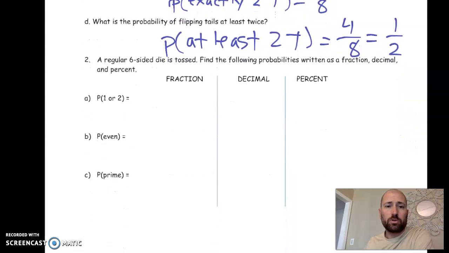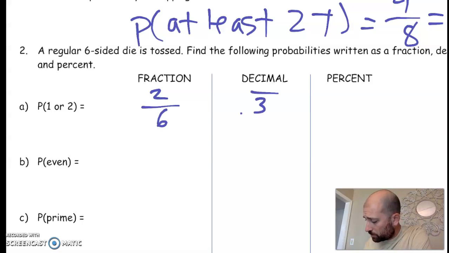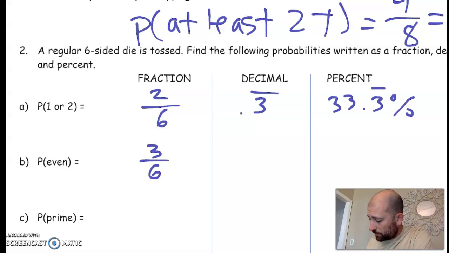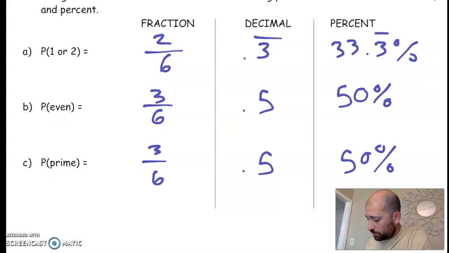Okay. We're going to do a 6-sided die. We're looking for the fraction, decimal, and percent. So 1 or 2, add those together, or 2 of those out of 6 possibilities. That's the fraction. That decimal is 0.3 repeating. That percent is 33.3 repeating percent. Even, that's 3 out of 6, or 0.5, which is 50%. Prime. 1 is not a prime number. 2 is a prime number. 3 is a prime number. So is 5. So 2, 3, and 5. That is also 3 out of 6, 0.5, or 50%.